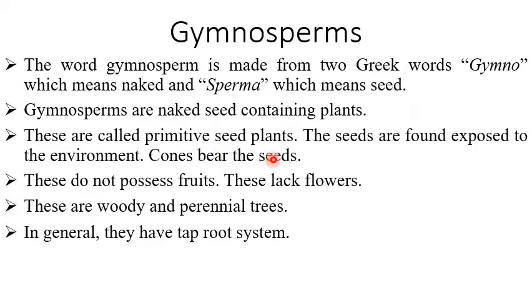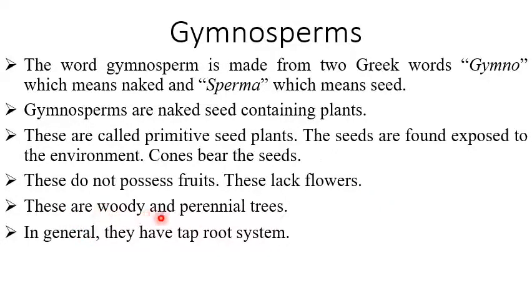For example, you can see the megasporophyll of cycas, where after fertilization, at the place of megaspore, there are seeds of the cycas. These do not possess fruits. These lack flowers. Actually, instead of flowers, there are cones, and these cones are producing male and female reproductive structures. So even if we say that they lack flowers, the reproductive parts are visible, and hence they are considered as phanerogams.